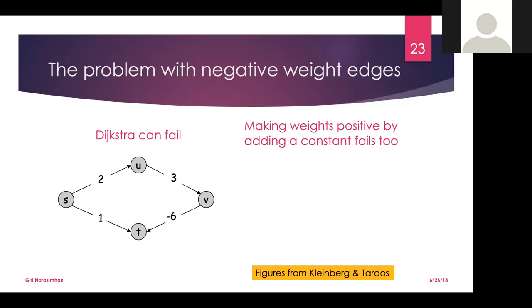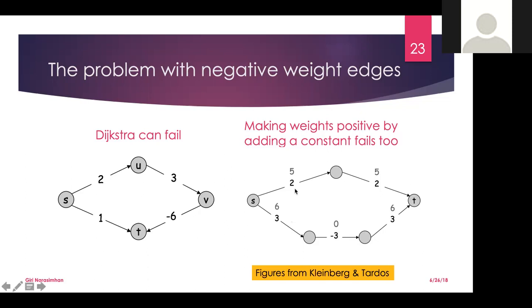So there are some things that you could do, making weights positive, adding a constant. One idea that you might think is, what if we add 6 to everything? That way you will have no negative numbers, right? It turns out that that doesn't work for a variety of reasons. Again, there is the example here, and you're welcome to take a look at this later.